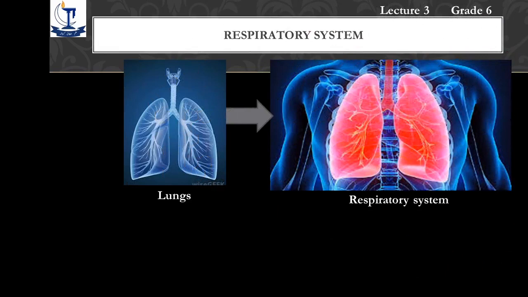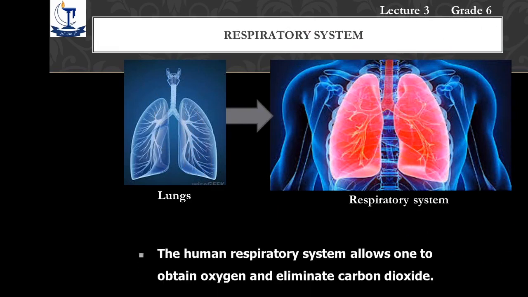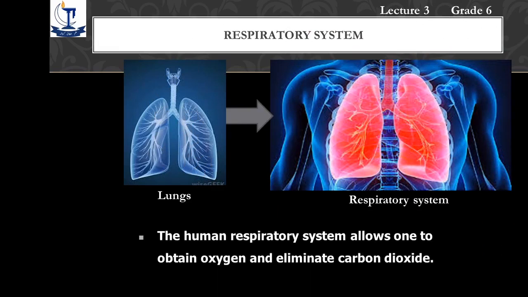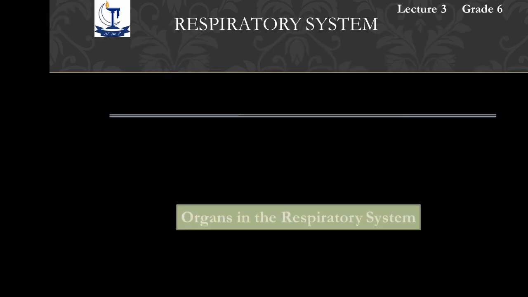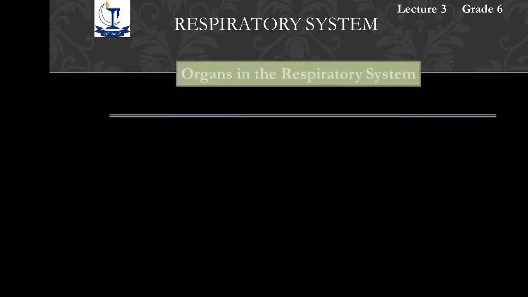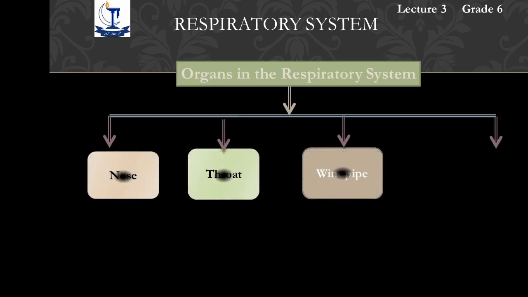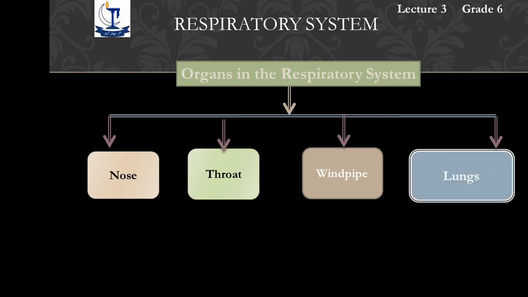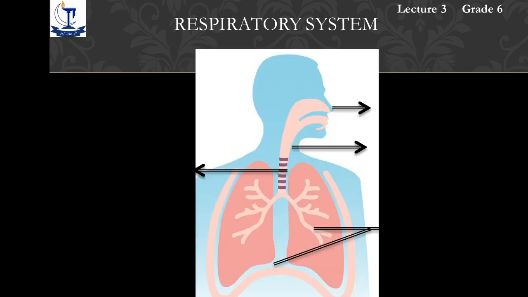The lungs make the respiratory system. The lungs play a very important role in the respiratory system. The human respiratory system allows us to obtain oxygen and eliminate carbon dioxide. In the respiratory system, there are 4 organs: nose, throat, windpipe, and lungs. Here you can see the 4 organs.